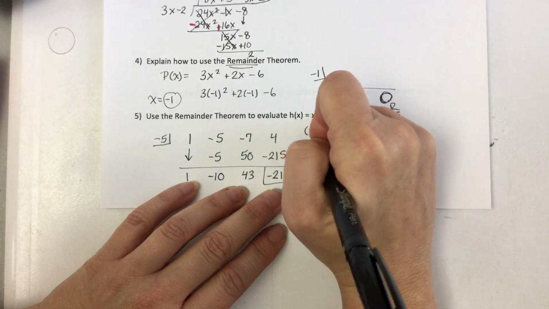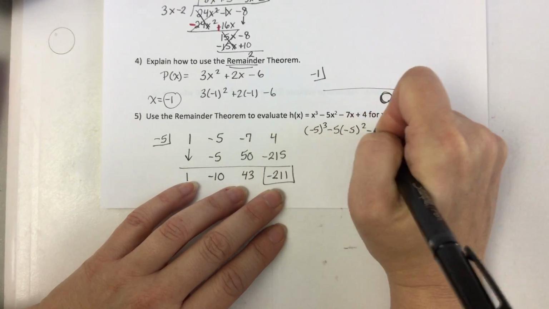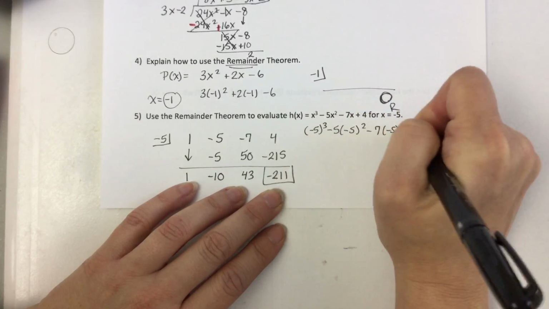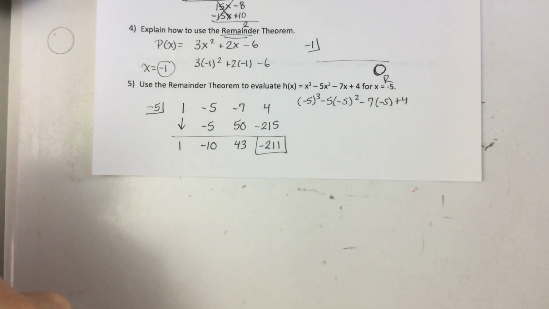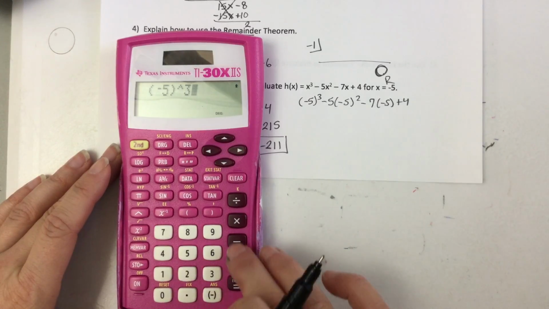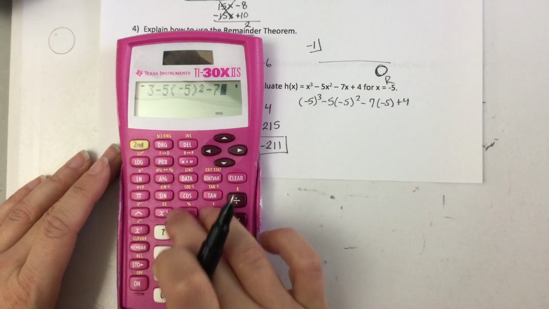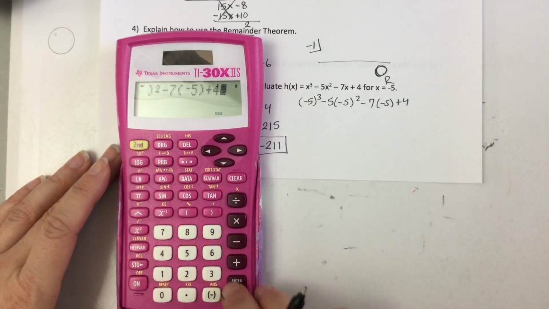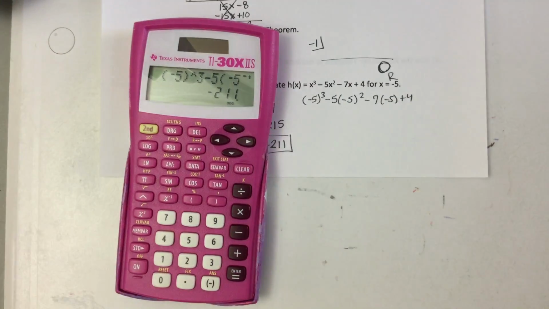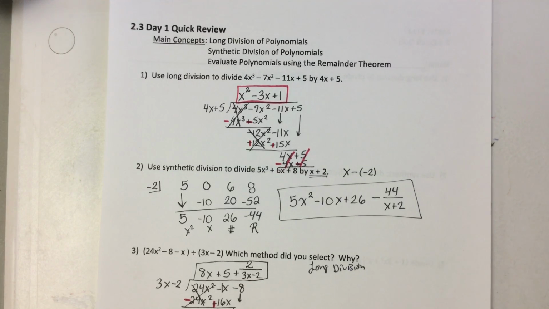So let's go negative 5 cubed minus 5 times negative 5 squared minus 7 times negative 5 plus 4. Let's go ahead and plug this in the calculator and see what happens. Negative 5 to the power of 3 minus 5 times negative 5 squared minus 7 times negative 5 plus 4, negative 211. Ding, ding, ding. We did it correct. So that is a review of what we did at the beginning of Chapter 2, Section 3.